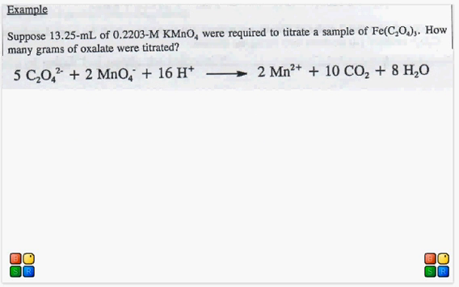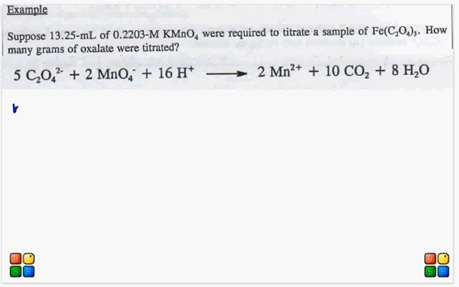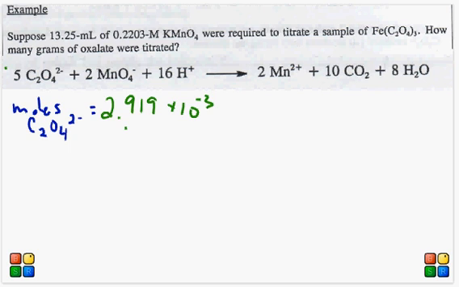Now the next step is to find our moles of oxalate, also known as C2O4. So given our previous value, 2.919 times 10 to the negative third moles of KMnO4.